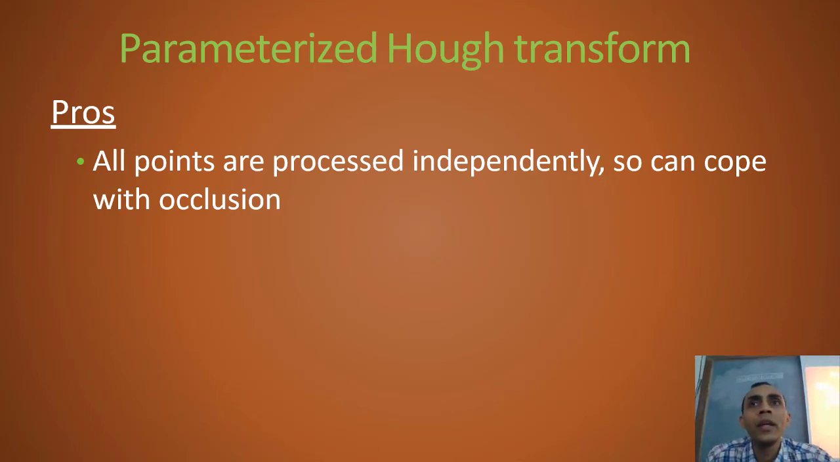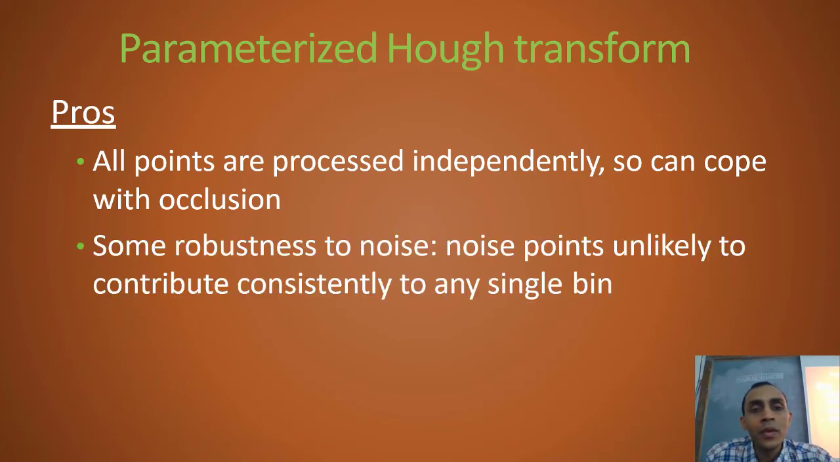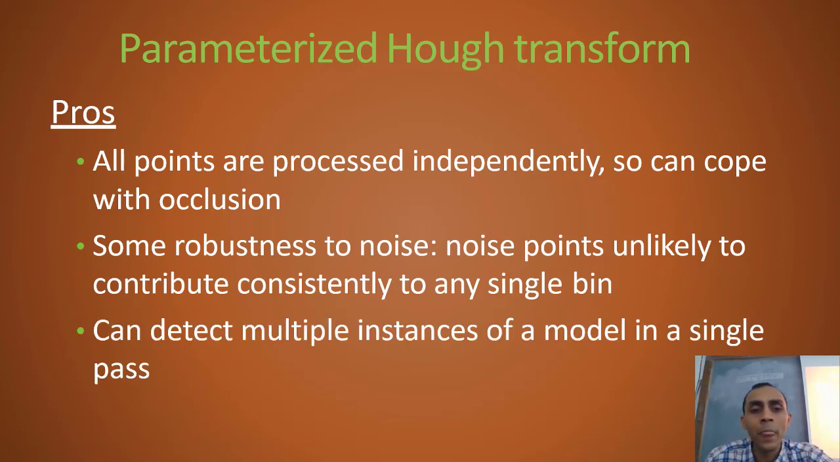It could cope with outliers, like if some points were occluded or if some points were noisy. Those can be handled, though not a lot of noise. If the points were randomly distributed, then it would not be able to detect. But if the points were within some Gaussian distribution, then we saw some examples where Hough transform was able to fit a good line or any model for a shape. It could also detect multiple instances, so if there were multiple lines, it was able to detect all of them in a single pass.